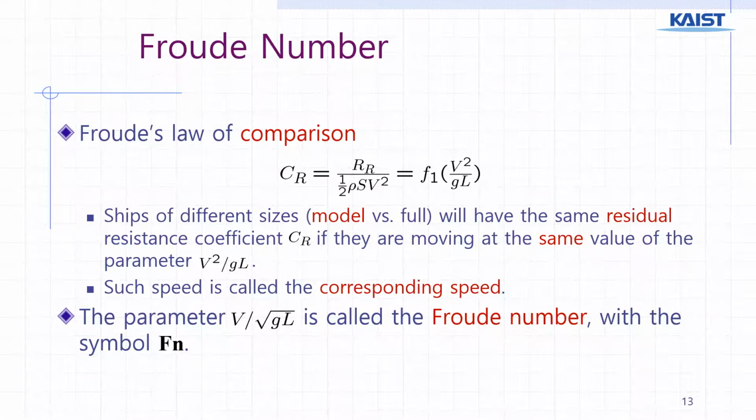In the model test, the speed of the ship is different from the full ship speed, the guaranteed speed. But anyway, we can calculate the speed of the model test by using the Froude number. If we make this speed correspondence, then we can get the CR from the model test. That is a very good idea. Such a speed we call the corresponding speed, and the parameter is called the Froude number, with the symbol Fn.